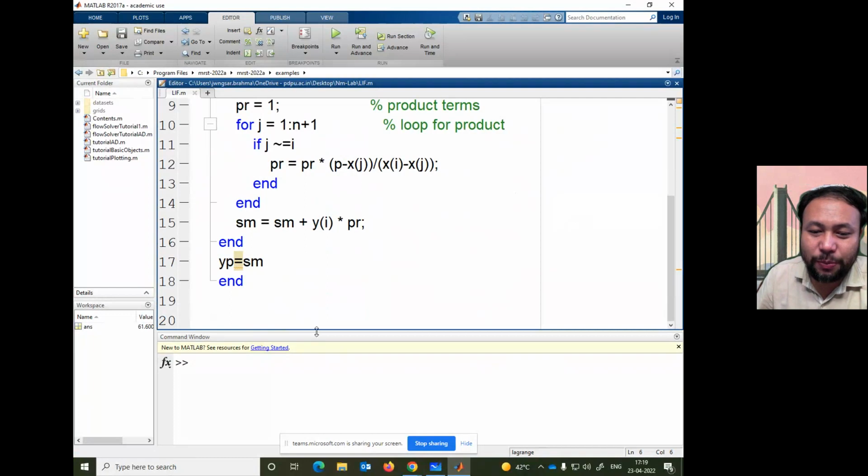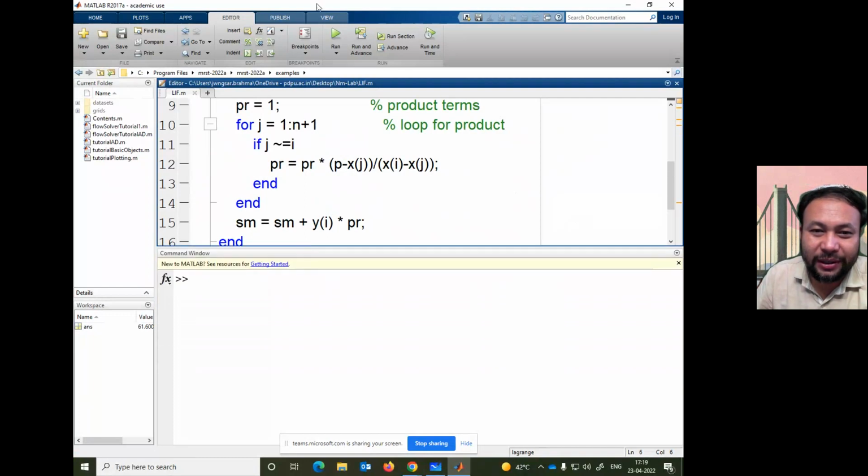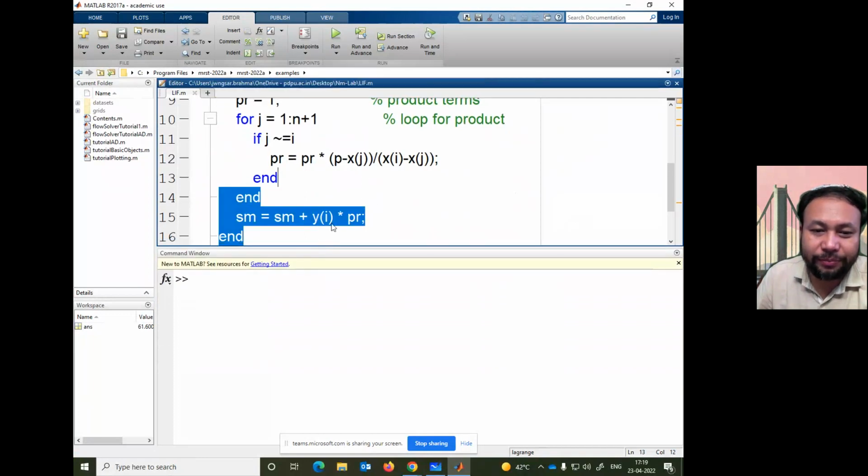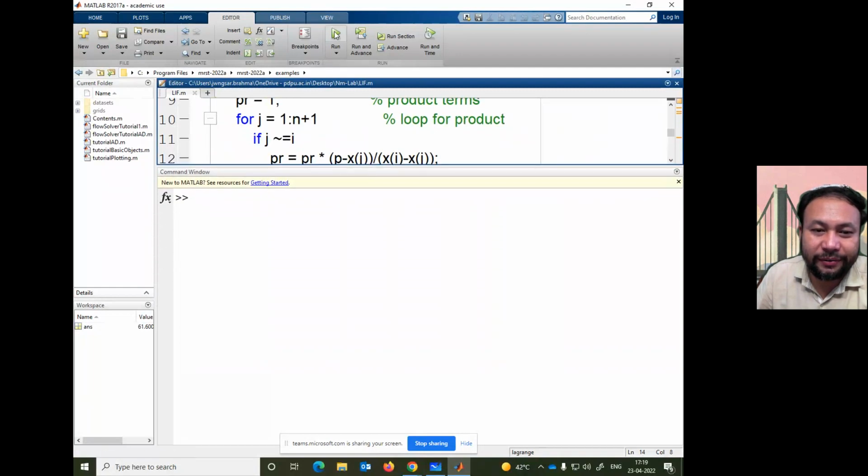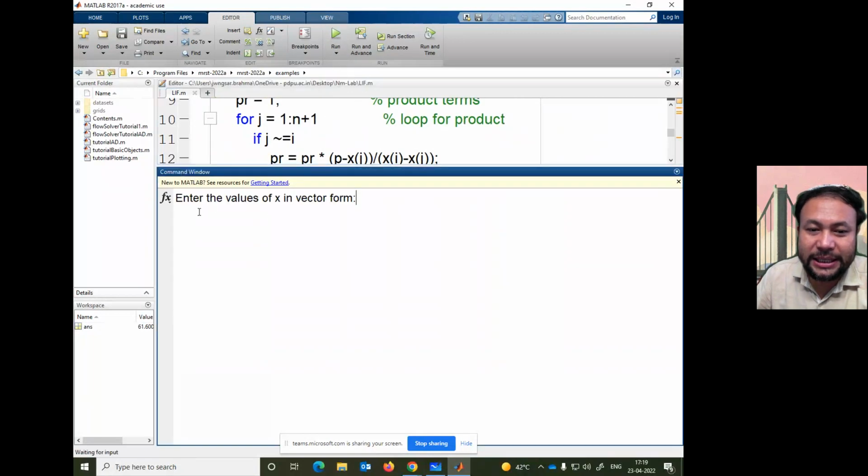Let us try to run this program. Now, if I run this program, run it. They're asking to enter the values of x in the vector form. Let us try to enter in the vector form. How to? I hope all of us know how to enter it.